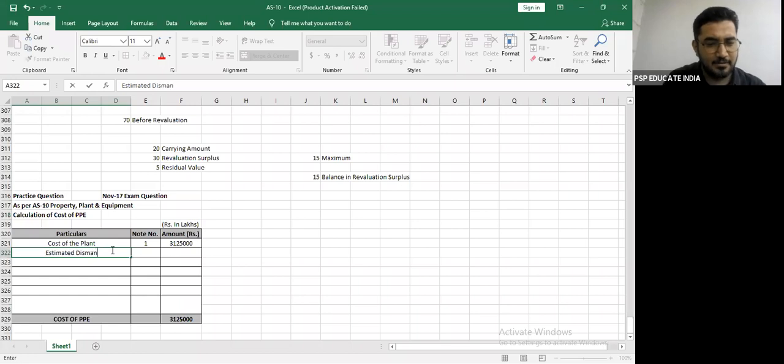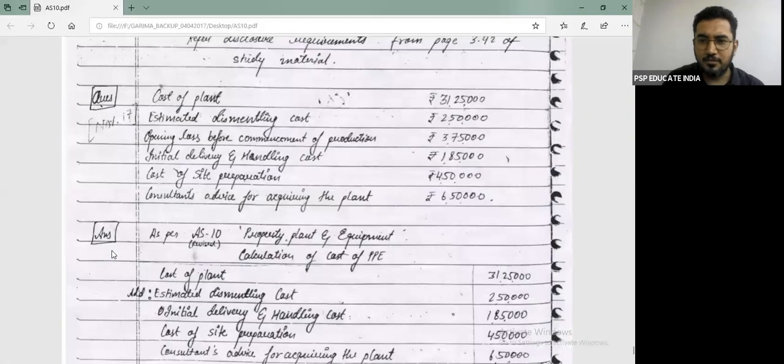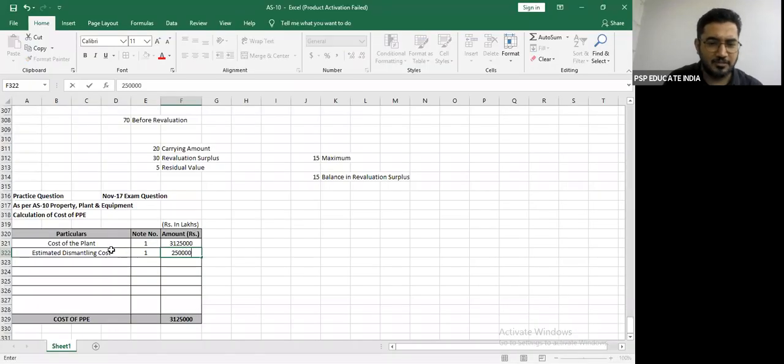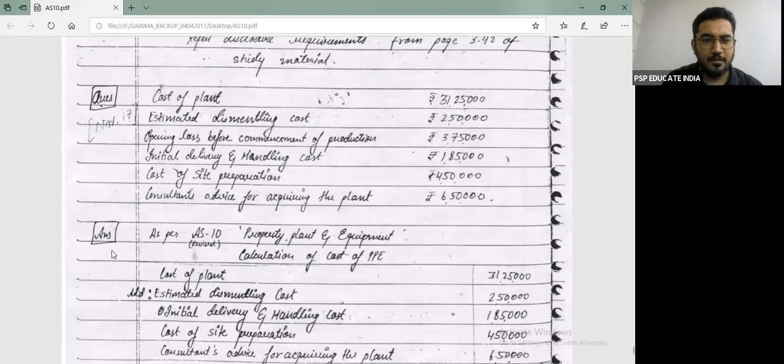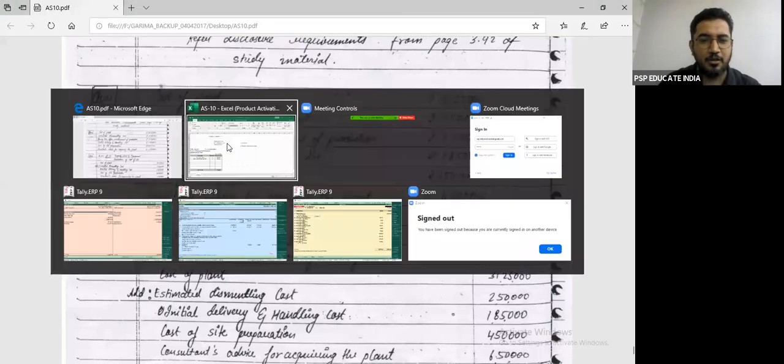Estimated dismantling cost, this will also be added. Estimated dismantling cost, 2,50,000. You have opening loss before commencement of production. Everyone on the chat box, is opening loss directly attributable to purchase of PPE? Any loss that happened to you before you begin commercial production, is that really attributable? Of course not. Not attributable at all.